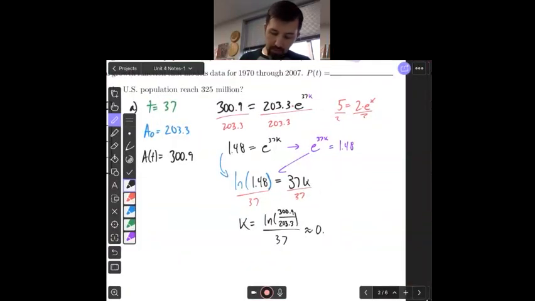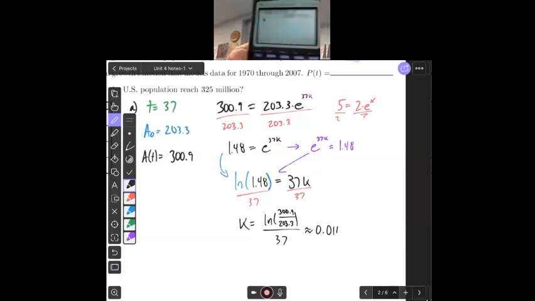So on your TI, how you would do that, and this doesn't matter if you have a TI-80 or a TI-30, it's all the same thing. So if you already had that 300.9 divided by 203 in there from earlier, it looks like that.